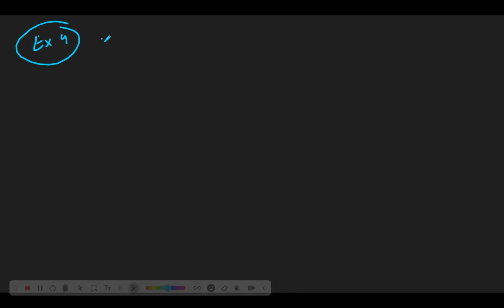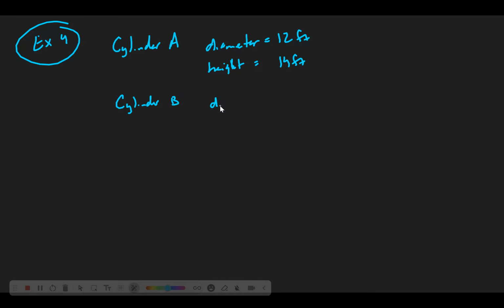Okay, so we have cylinder A, which has a diameter equal to 12 feet, a height equal to 14 feet. Okay. All right. So there we go. Then we have cylinder B, which has a diameter of 16 feet and a height of 12 feet.